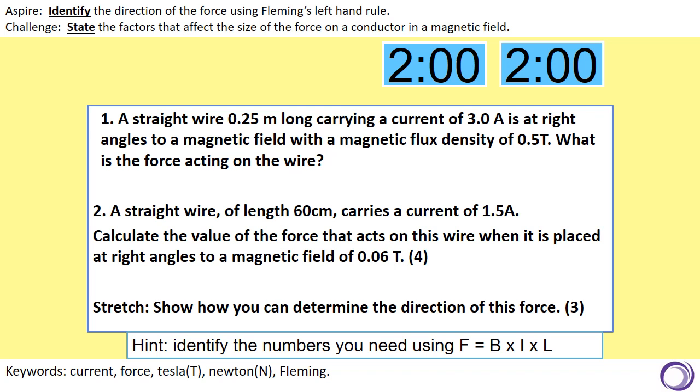So I'm going to give you 4 minutes now to have another go at the calculation questions. So question 1 there is finding the force. And question 2 is finding the force. Just be careful that all your units are right. Take your time. If you have a bit of time at the end, explain how you can find the direction of the force. So the stretch question there is really explaining how you would use Fleming's left-hand rule. Because it's 3 marks, you're talking about what your thumb represents, your first finger represents, and your second finger represents.